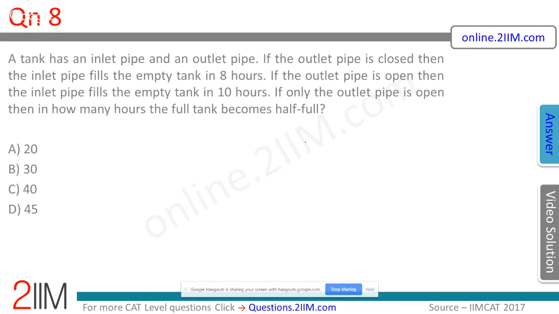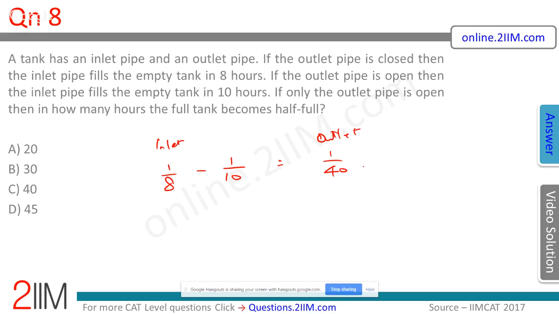A tank has an inlet pipe and an outlet pipe. With the outlet pipe closed, the inlet pipe fills the empty tank in 8 hours. So the inlet in 1 hour does 1 by 8. When the outlet pipe is opened, the tank fills in 10 hours, so both together do 1 by 10. So 1 by 8 minus 1 by 10 is what the outlet lets out. LCM is 40: 5 by 40 minus 4 by 40 is 1 by 40.